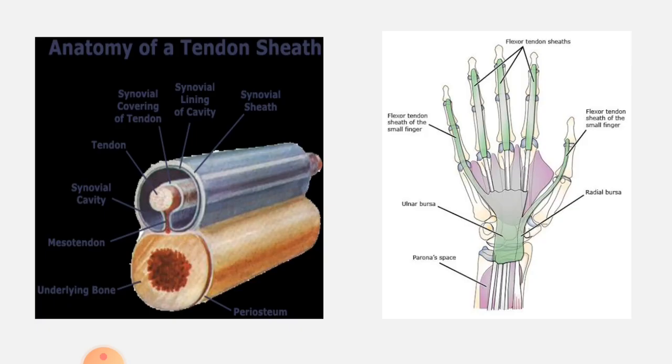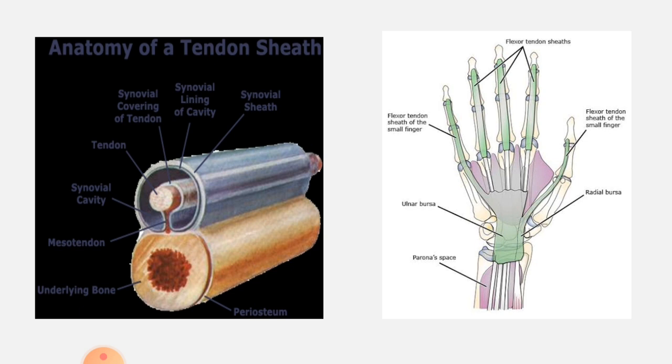So if you look at the left sided image, you can see the anatomy of a tendon sheath. You can see the bone, which is an underlying structure, and then you can see the mesotendon where the blood vessels and nerve vessels run. You can see the two layers of the tendon sheath. The outermost is the parietal, and the inner one is called the visceral layer, which is attached to the tendon. And between these two layers, you can see the synovial fluid.